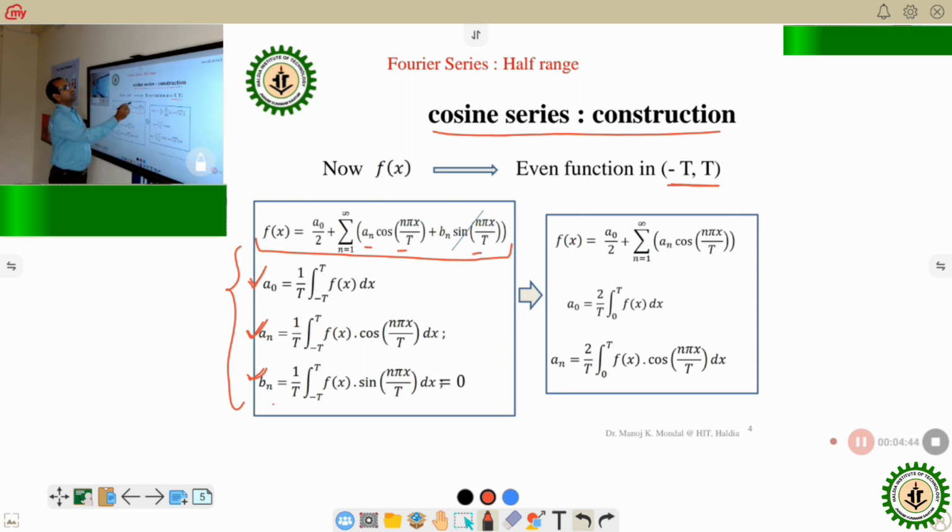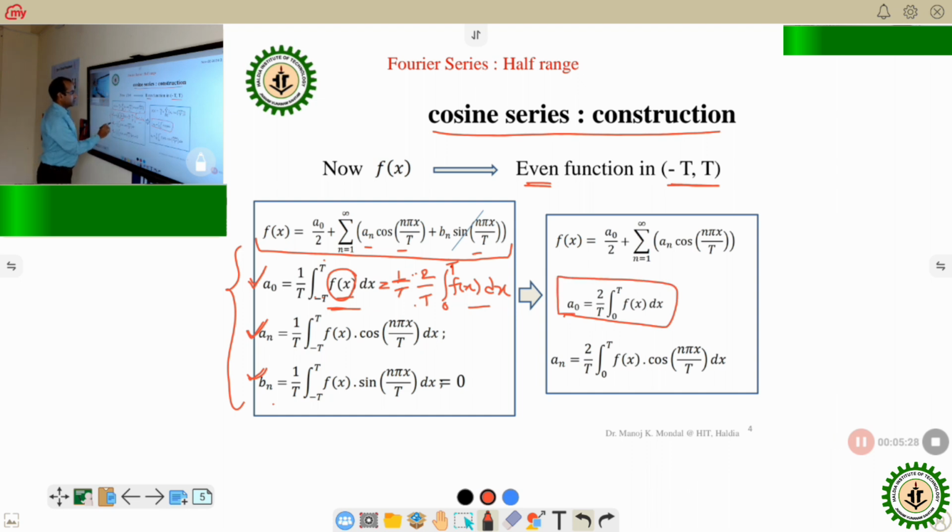Now consider the case of the given function defined in this interval. Then a0 is 1 by t times the integral from minus t to plus t of f of x dx. The function f of x is an even function, so it can be written as 2 by t times the integral from 0 to t of f of x dx. As the function is even, from the property of integrations, the interval becomes half, 0 to t, with a factor 2 by t. That means a0 is nothing but this.